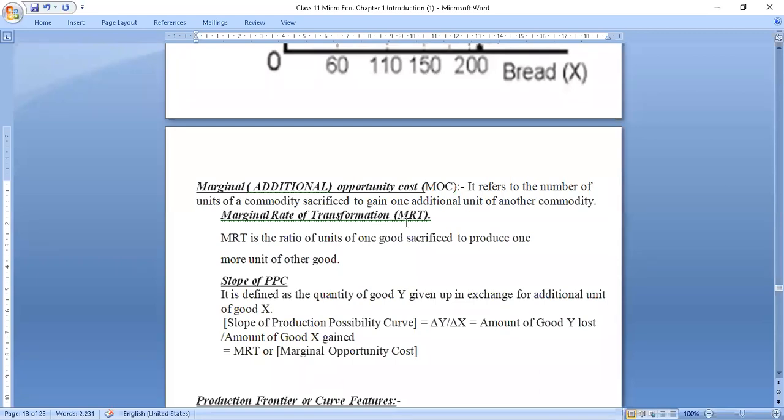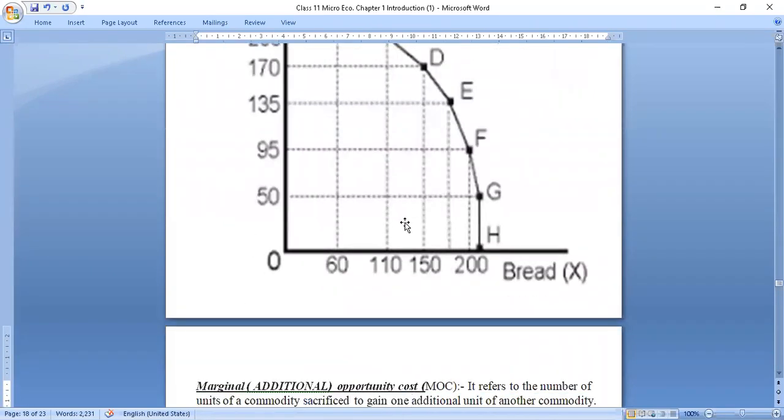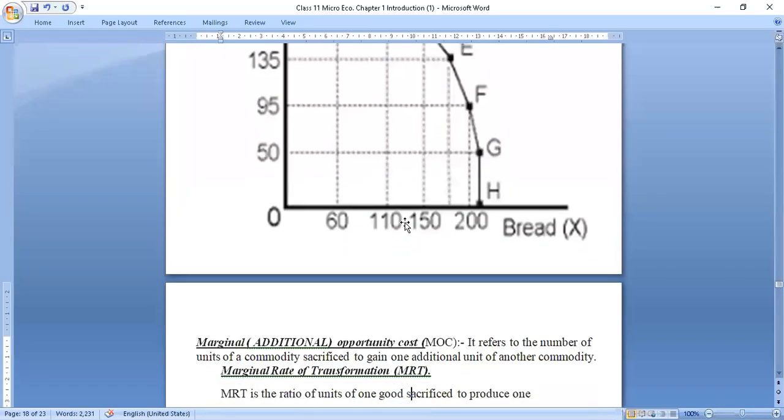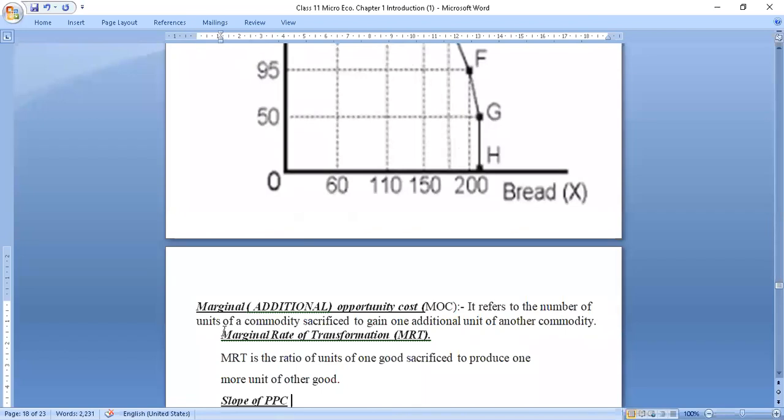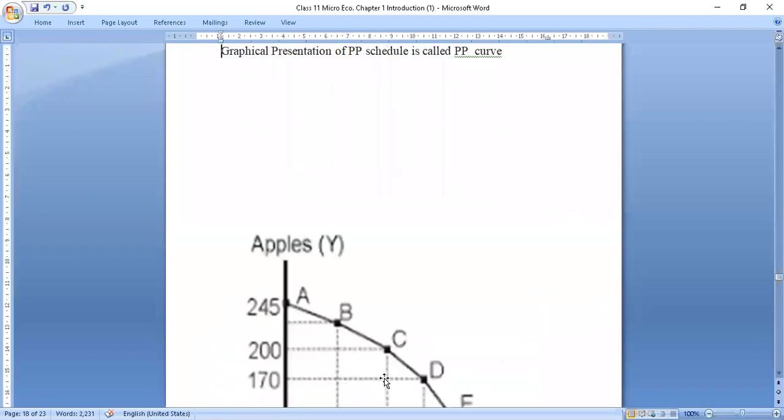Don't be confused between OC and MOC. OC is the cost of the next best alternative. But to increase the production of one good, how much you have sacrificed, the ratio is given by marginal opportunity cost. We also call it marginal rate of transformation or MRT. It is the ratio of units of one good sacrificed to produce more units of other goods. Let us see in this diagram.